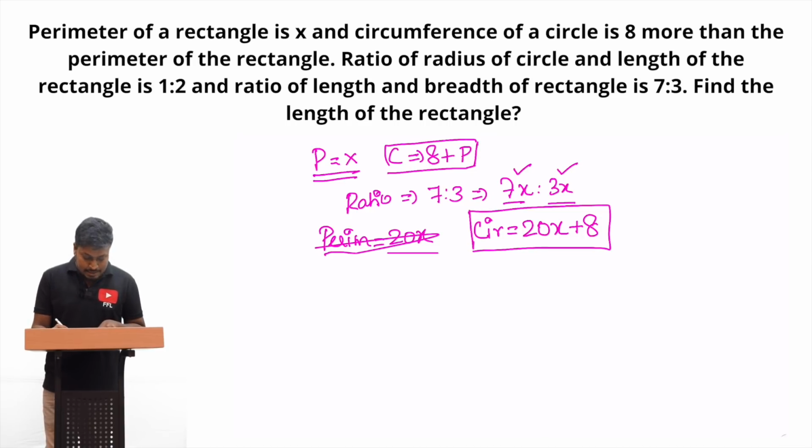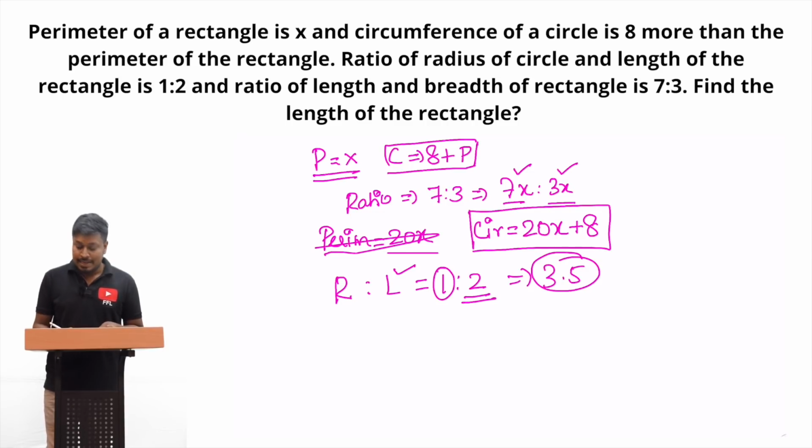Next, we know the ratio of the radius of the circle to the length of the rectangle is 1:2. We know that the length of the rectangle is 7x. If 7x is 2 parts, then the radius is 1 part. So 7x divided by 2, half, which is 3.5x. So 3.5x will be the radius of the circle.